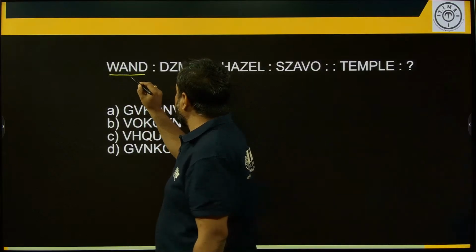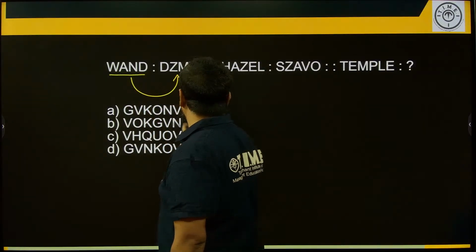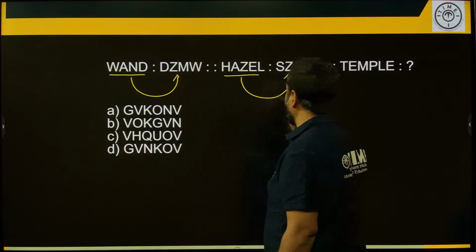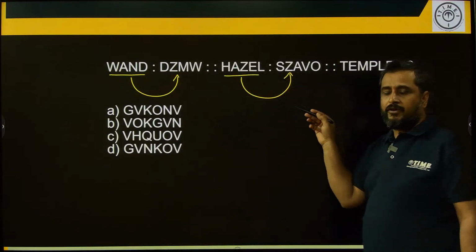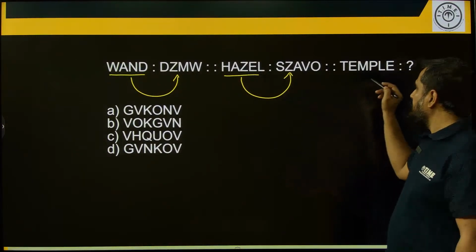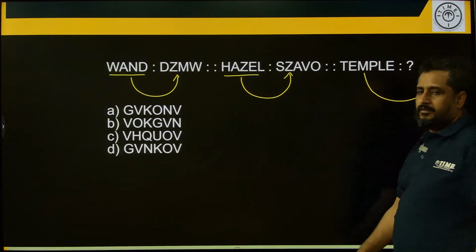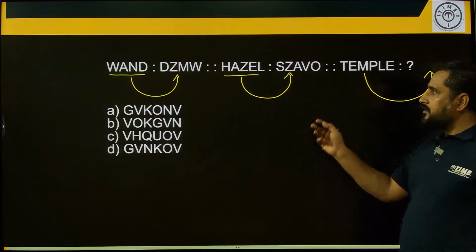So here, first cluster to second cluster, we need to identify the logic. And also we need to check the third cluster to the fourth cluster. In both the cases, you have to find out the similar logic, and then that needs to be applied with respect to the word given, TEMPLE. Okay, now what is the logic given here?